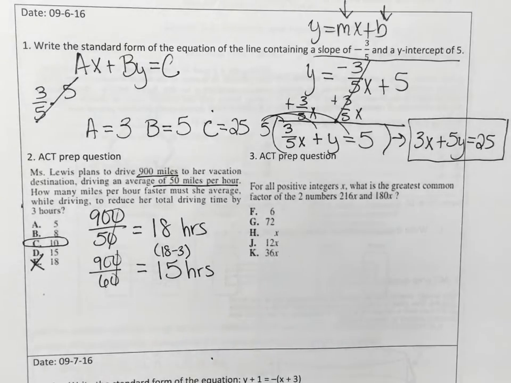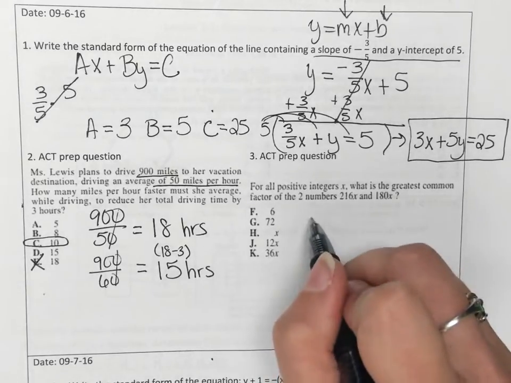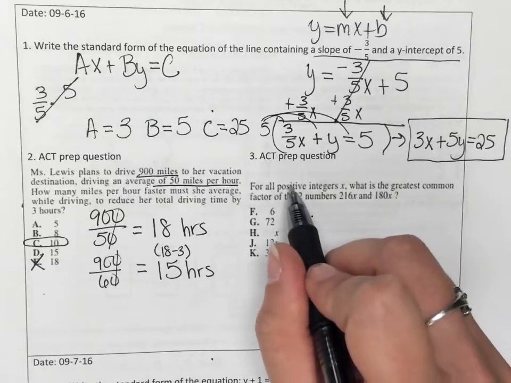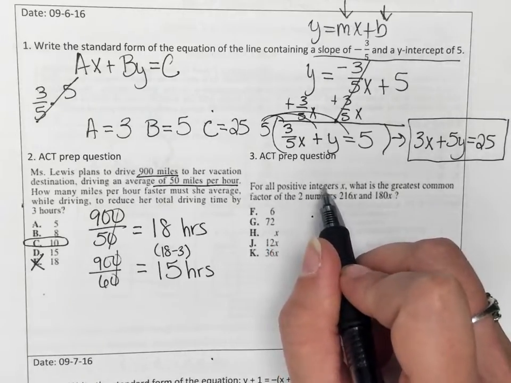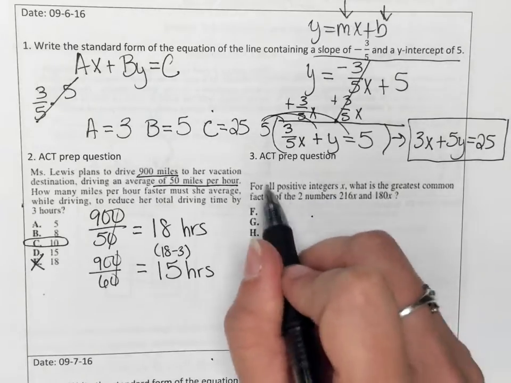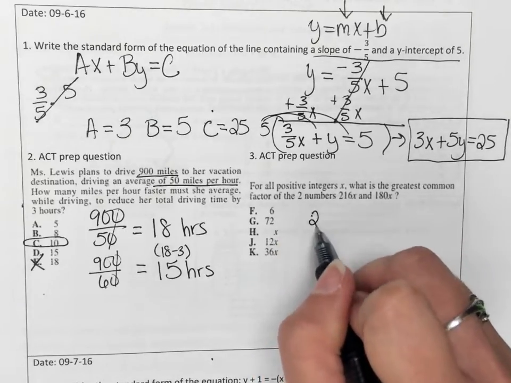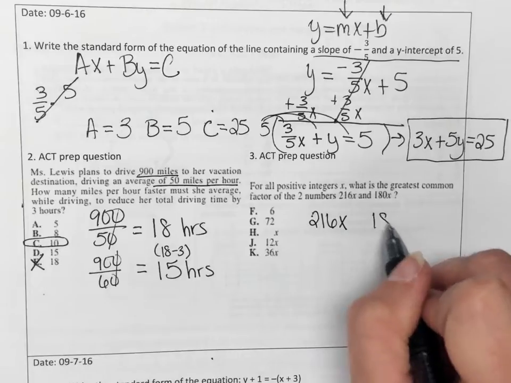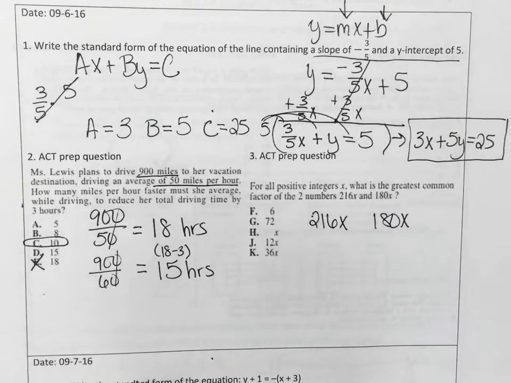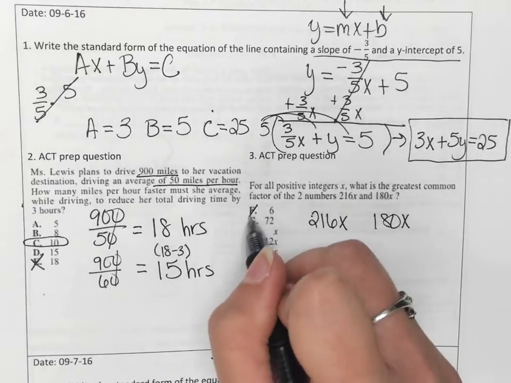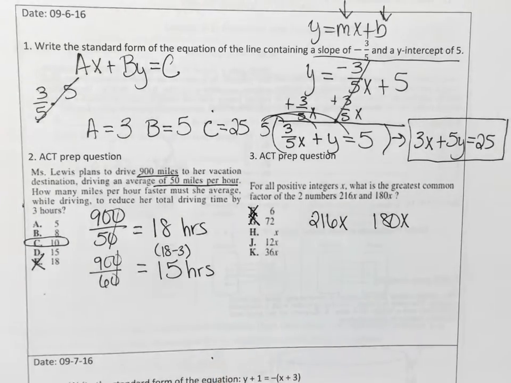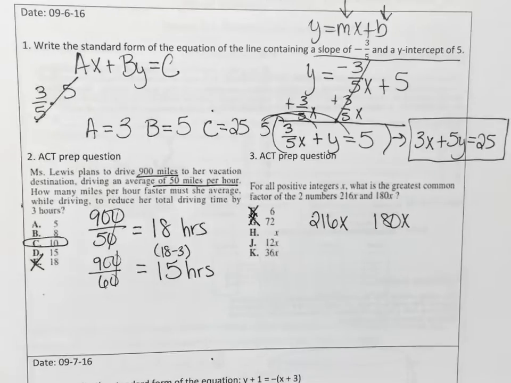Okay, let's look at number 3. You can mark out a lot of things on 3 by looking at what it says. It says for all positive integers, because remember integers were negatives and positives, so only the positive ones. What is the greatest common factor of the two numbers 216x and 180x? So first of all, guys, what's one thing they have in common? X. So that means it can't be F and it can't be G, right? Because neither one of those has an X.